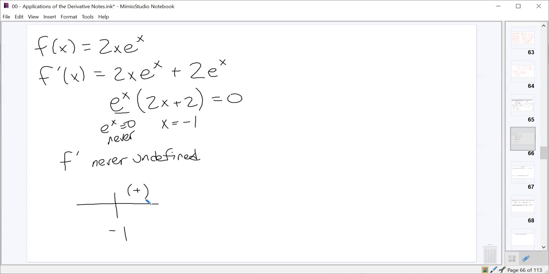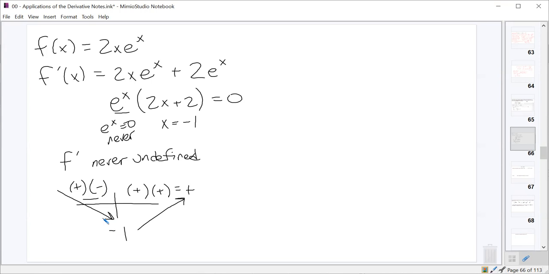And 2x plus 2 evaluated at x equals 0 is a positive number. Giving us a positive means our function is increasing. Something to the left of -1 is -1,000,000. e to any power is always a positive value. So that's a positive. But -1,000,000 times 2 is -2,000,000. And if you add that to 2, you're going to get a negative, making this negative, meaning our function decreases.